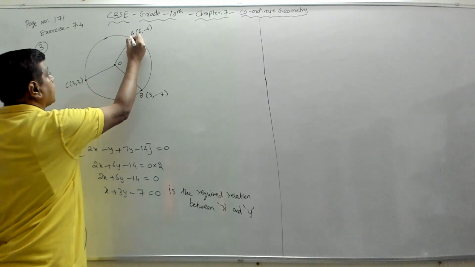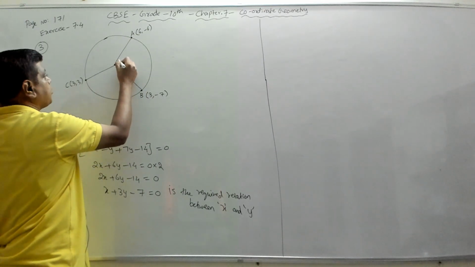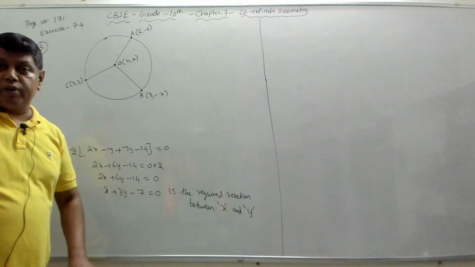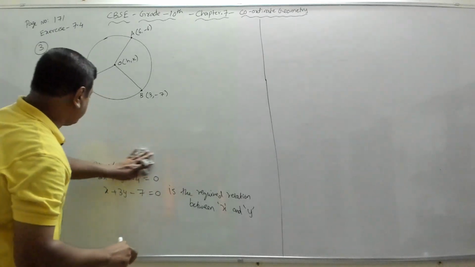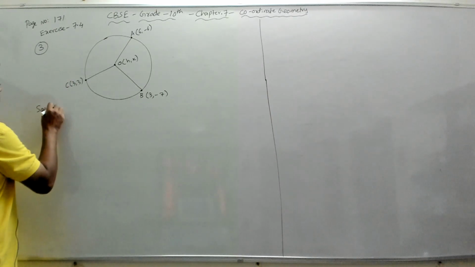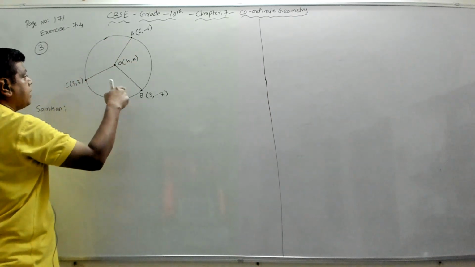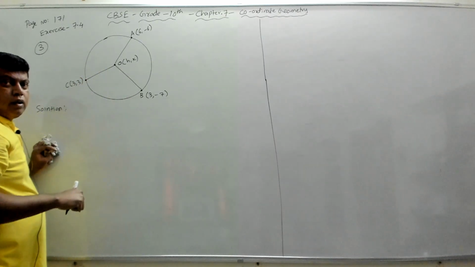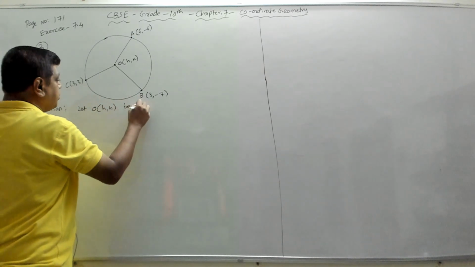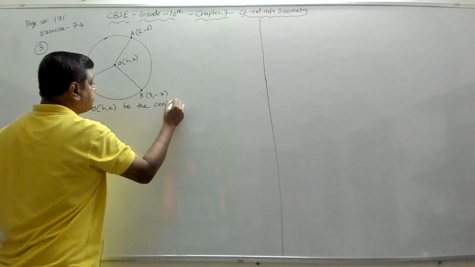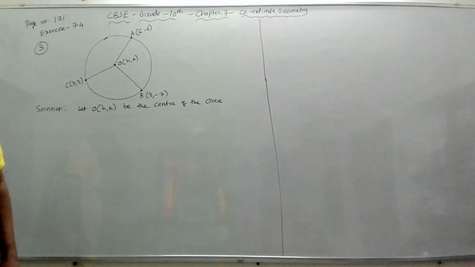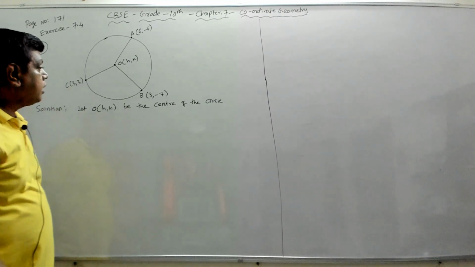Suppose we don't know the center of the circle, we'll take this center of the circle as H, K. What is the center of the circle? H, K. We have to find H and K. So we'll say solution is, the circle is passing through these points A, B and C, and we need to find the center of the circle. We'll say let O of H, K be the center of the circle.